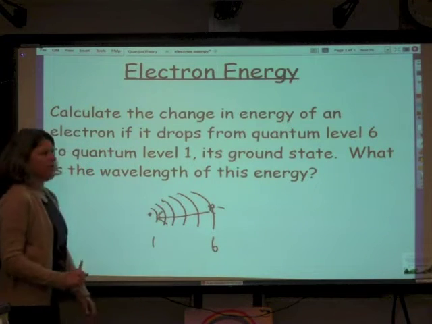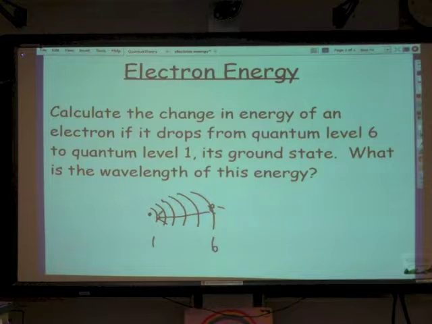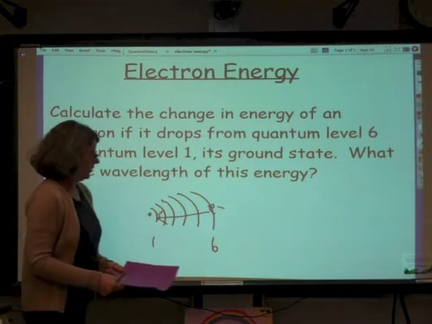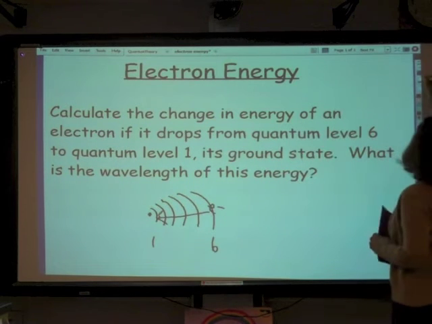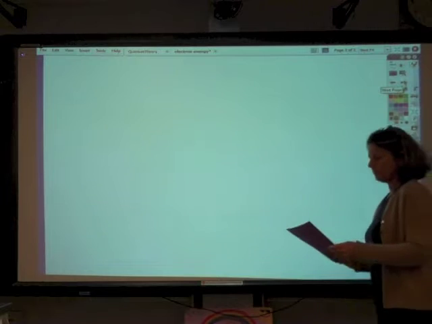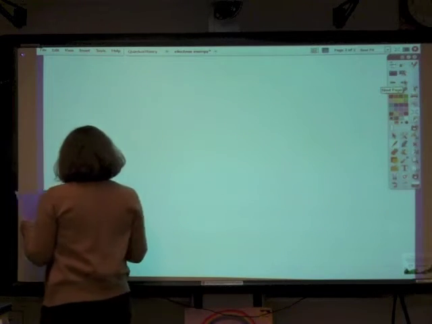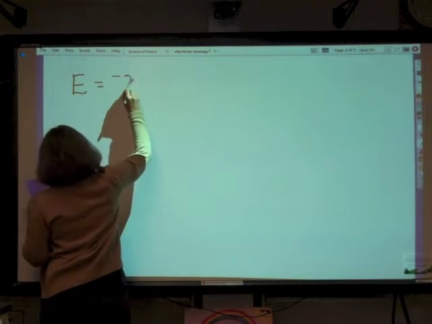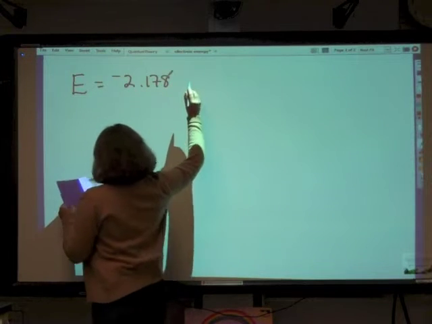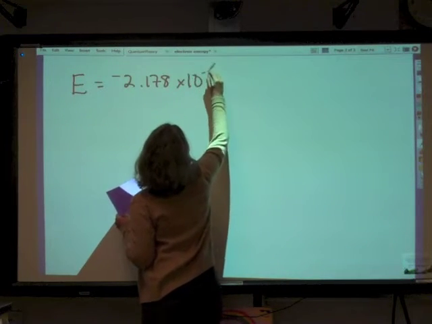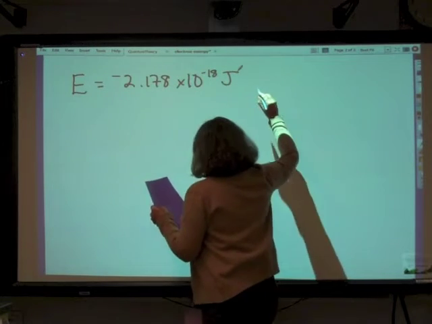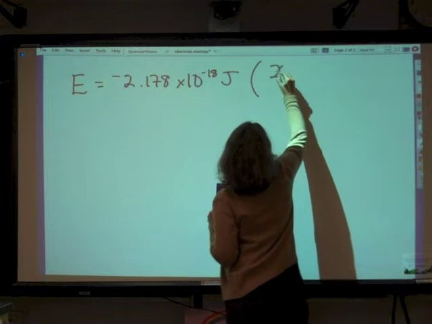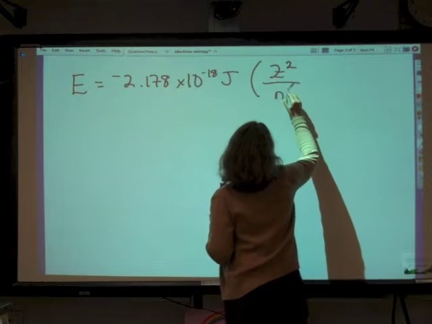and what we're asking here is what is the wavelength of electromagnetic radiation that is associated with the amount of energy that it's emitting. Okay, so we will use an equation for this. That is, energy of an electron is equal to negative 2.178 times 10 to the minus 18th joules times Z squared over N squared.